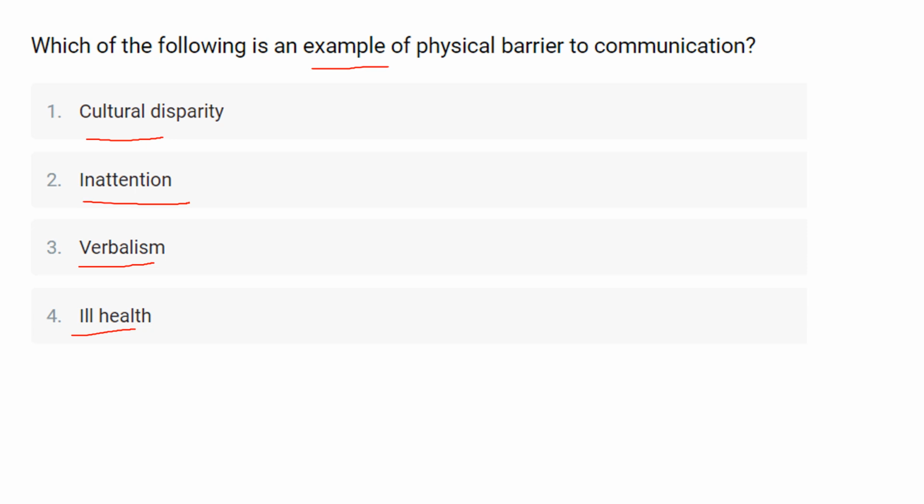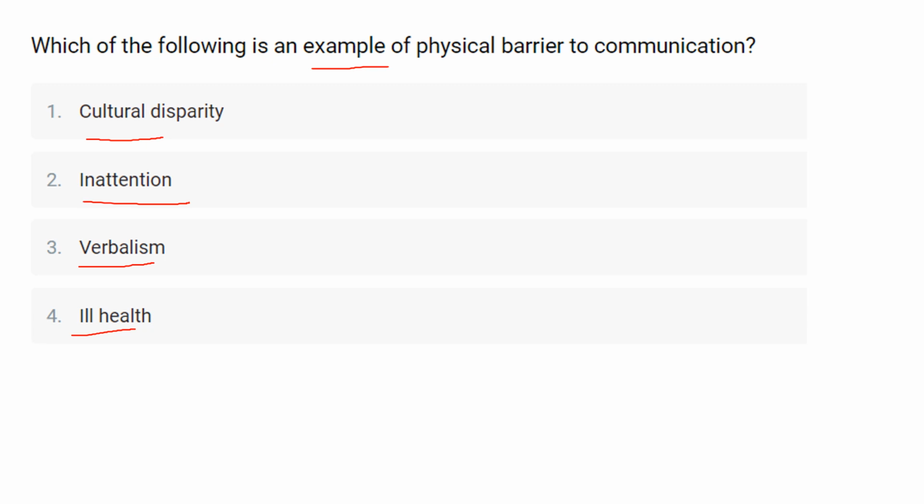Okay, so when we are talking about barriers to communication, it includes the linguistic barrier, then the psychological barrier, emotional barrier, physical barrier, cultural barrier, organizational structure barrier, attitude barrier, then technological barrier, social and religious barrier. All these things are barriers to communication.